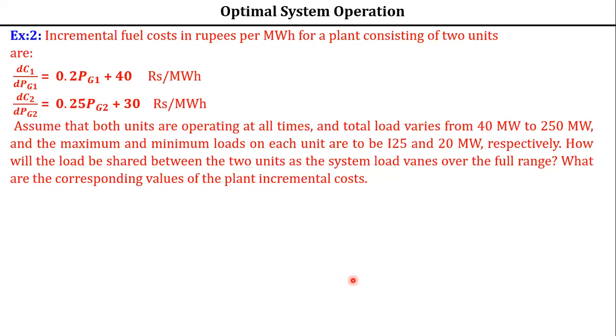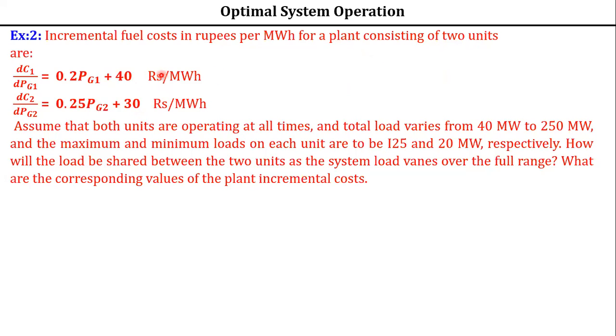Okay. So therefore, here a plant may consist of multiple units. Please understand, a plant may consist of multiple units. So in one particular plant, we have 2 units. This is the first unit, this is the second unit, with incremental fuel cost. What do you mean by incremental fuel cost? If you want to produce additional power, what is the cost involved in generating that additional power? That is your incremental fuel cost.